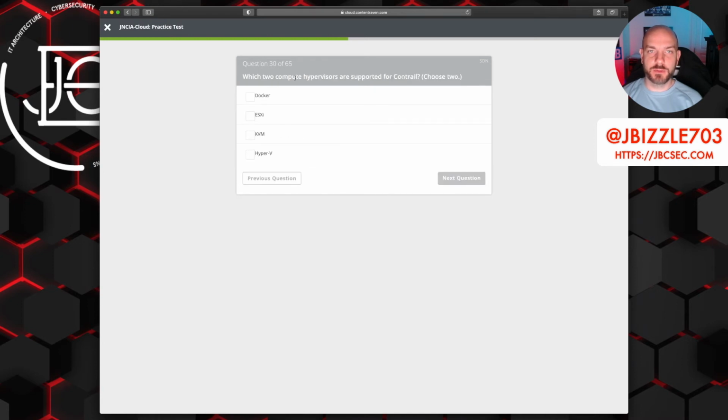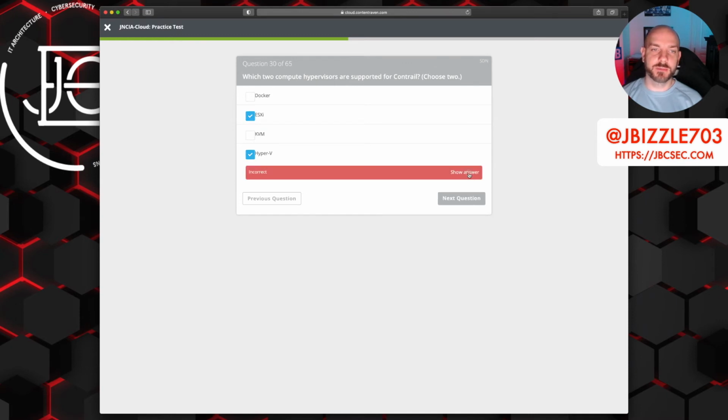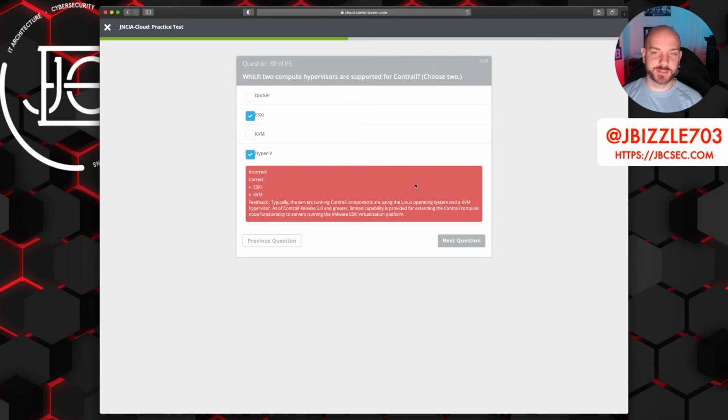Which two compute hypervisors are supported for Contrail? Hypervisor, ESXi. Oh, is it KVM or Hyper-V? It's one or the other. We'll go with the two big ones, ESXi and Hyper-V. Oh, it's going to be KVM. Yep, okay.